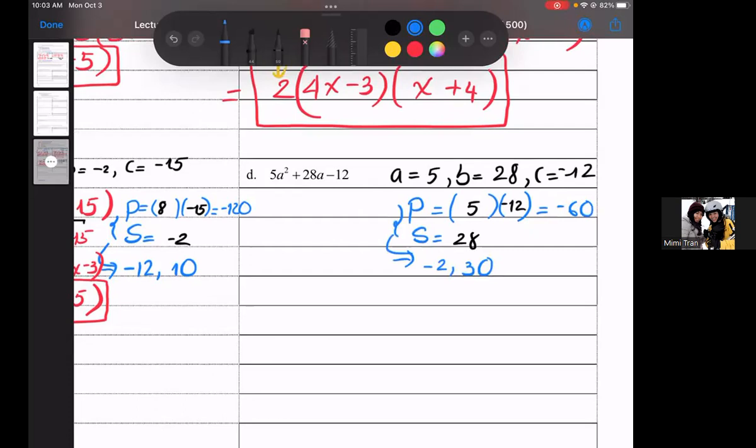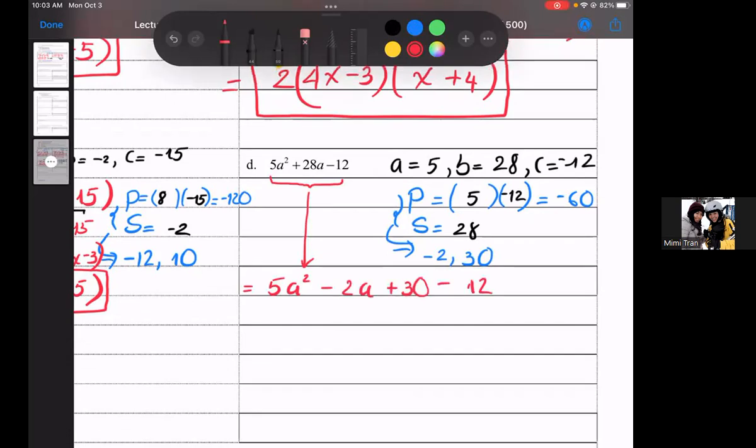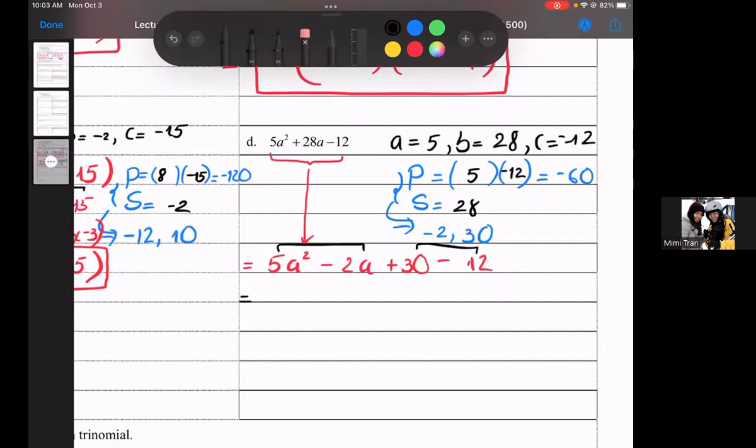I don't have enough space here, so I'm gonna bring it down here. So equal 5a squared minus 2a plus 30a minus 12. Group factoring. I'm gonna factor out in red. What's the first group? I factor out A, right? There's nothing between 5 and 2, so it's just A. So what's left is 5A minus 2.